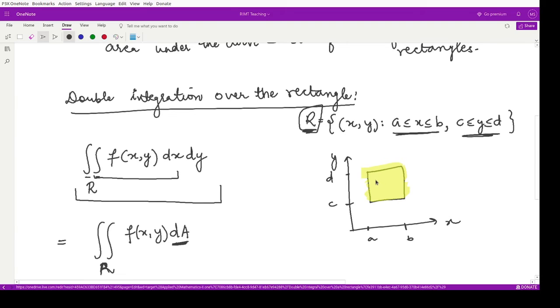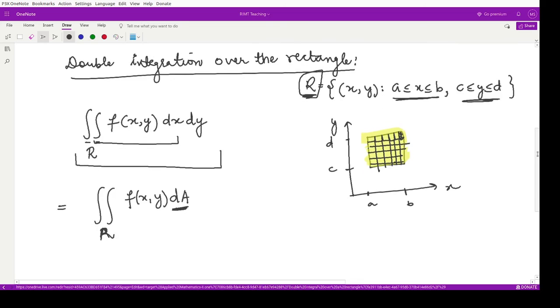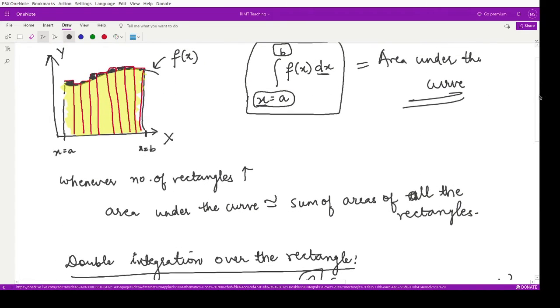So what is the idea here? The idea is to break this rectangle into smaller rectangles, so that whenever you add up all these smaller rectangles, the area would be equal to this yellow shaded portion. And whenever you increase the number of these rectangles, each rectangle would be very small. So eventually you will end up calculating the area for this particular region. What this double integral is doing, as in the case of single integral where you were calculating the area, in this case you will be calculating the volume.